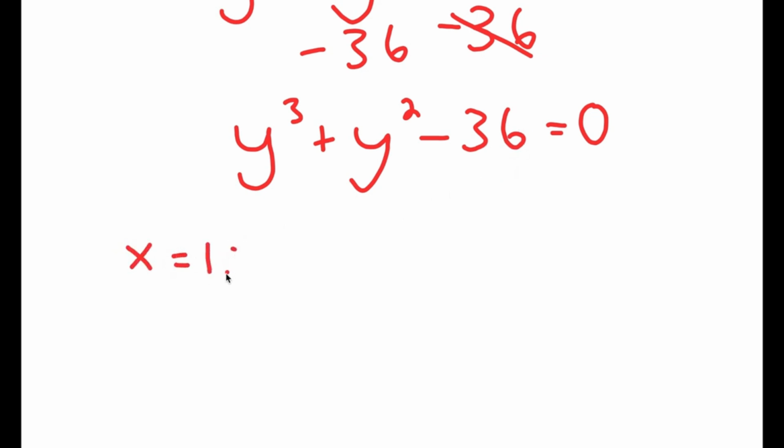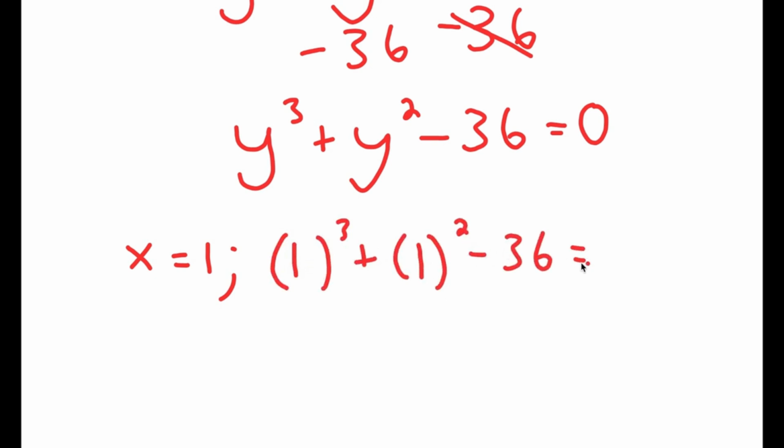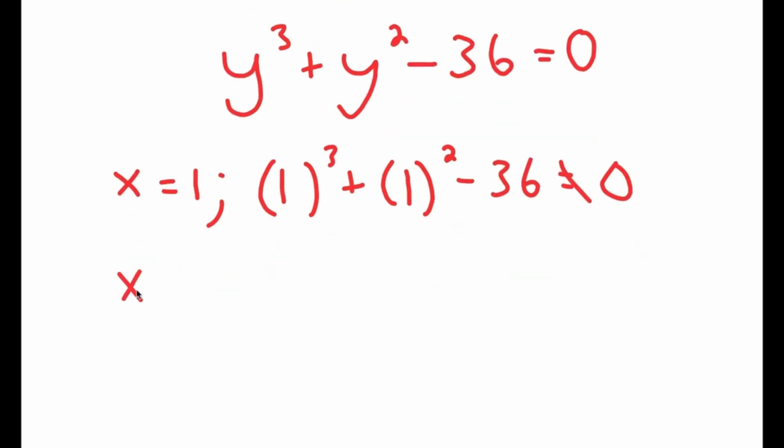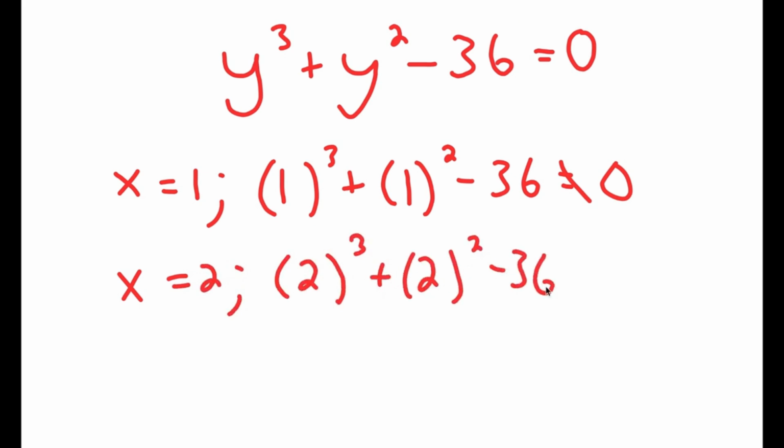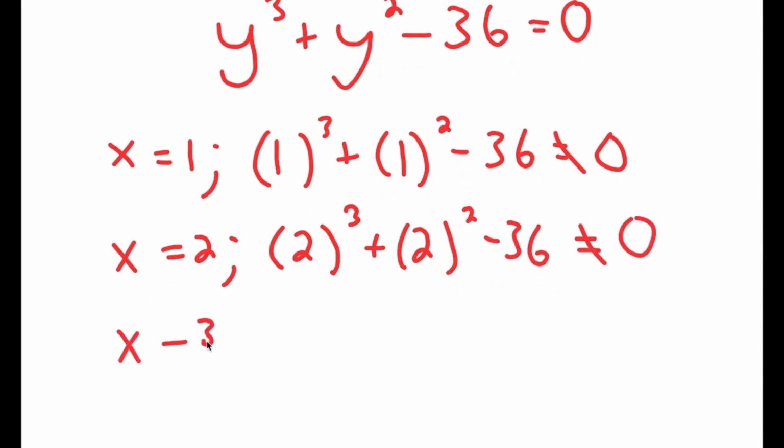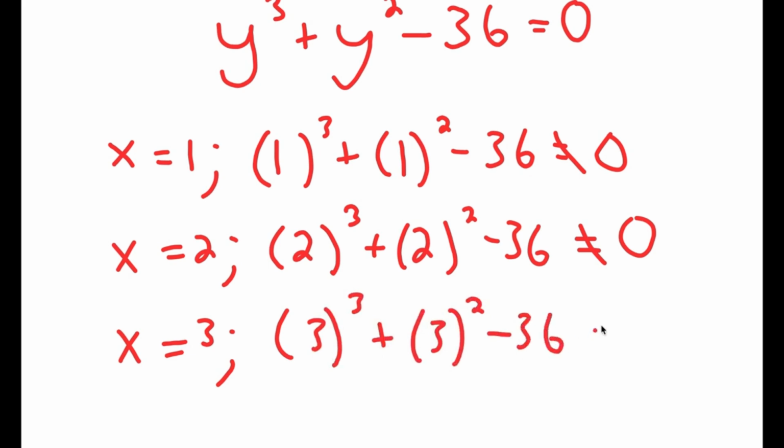So we're going to first plug in y equals 1, and if y equals 1, we get 1 to the power of 3 plus 1 squared minus 36, which is equal to 2 minus 36, which does not equal 0. For y equals 2, I get 2 to the power of 3 plus 2 squared minus 36, which is equal to 8 plus 4, which is 12 minus 36, which again does not equal 0. Now I have y equals 3, so I get 3 to the power of 3 plus 3 squared minus 36.